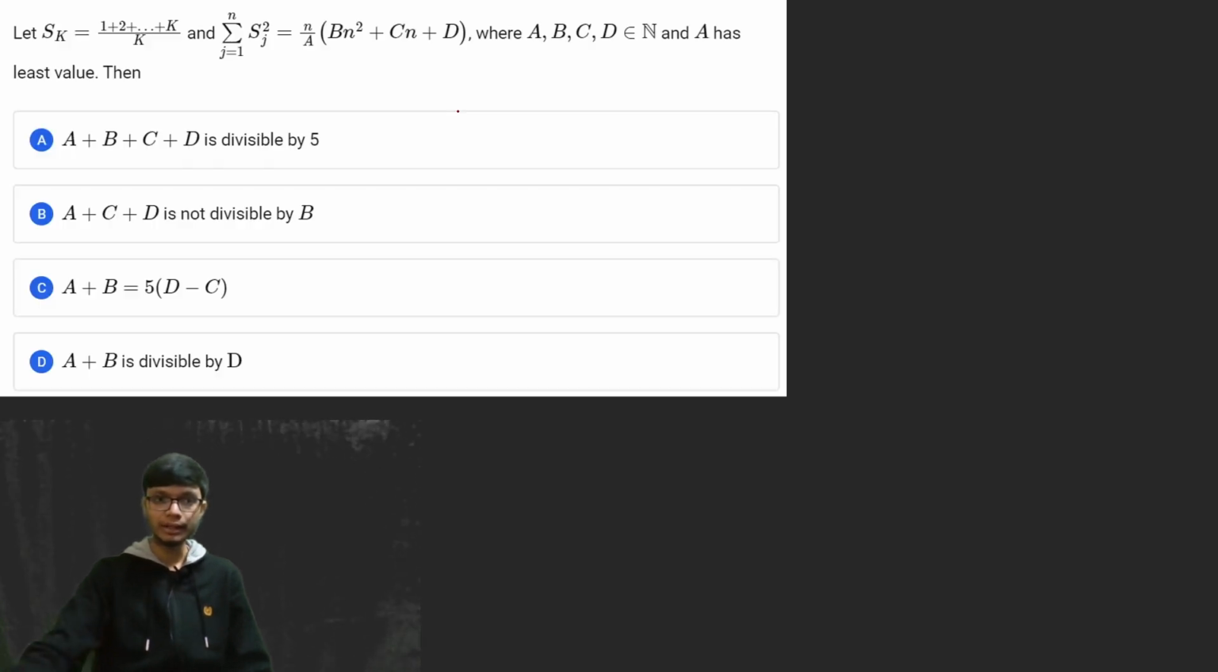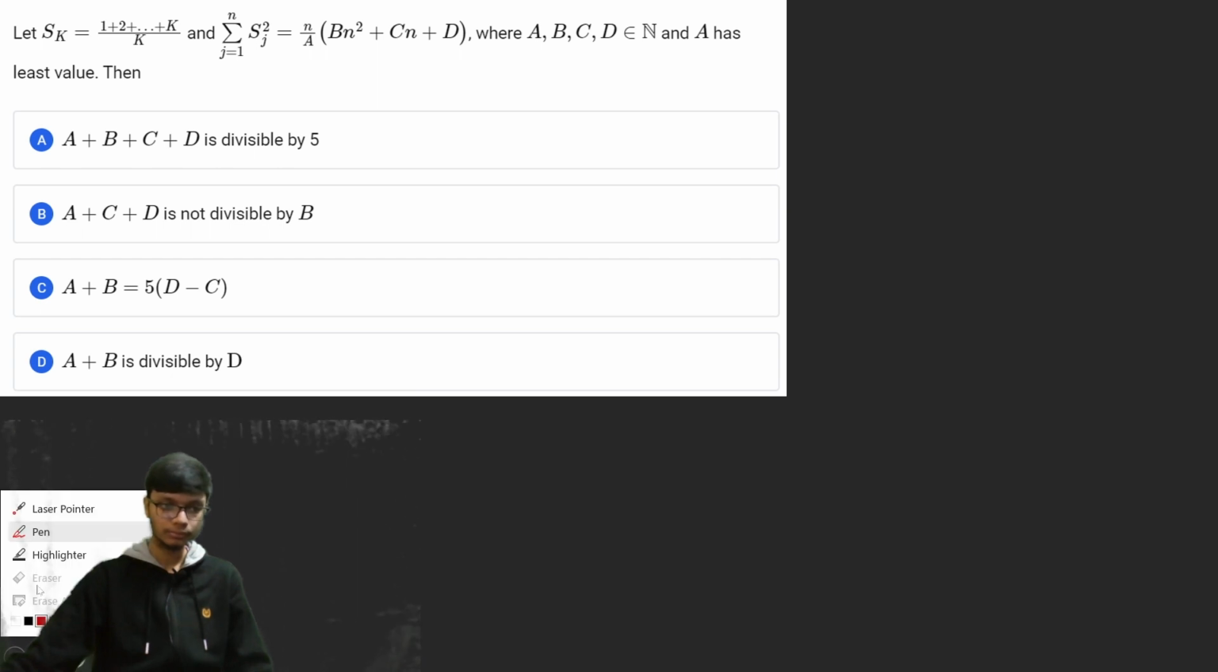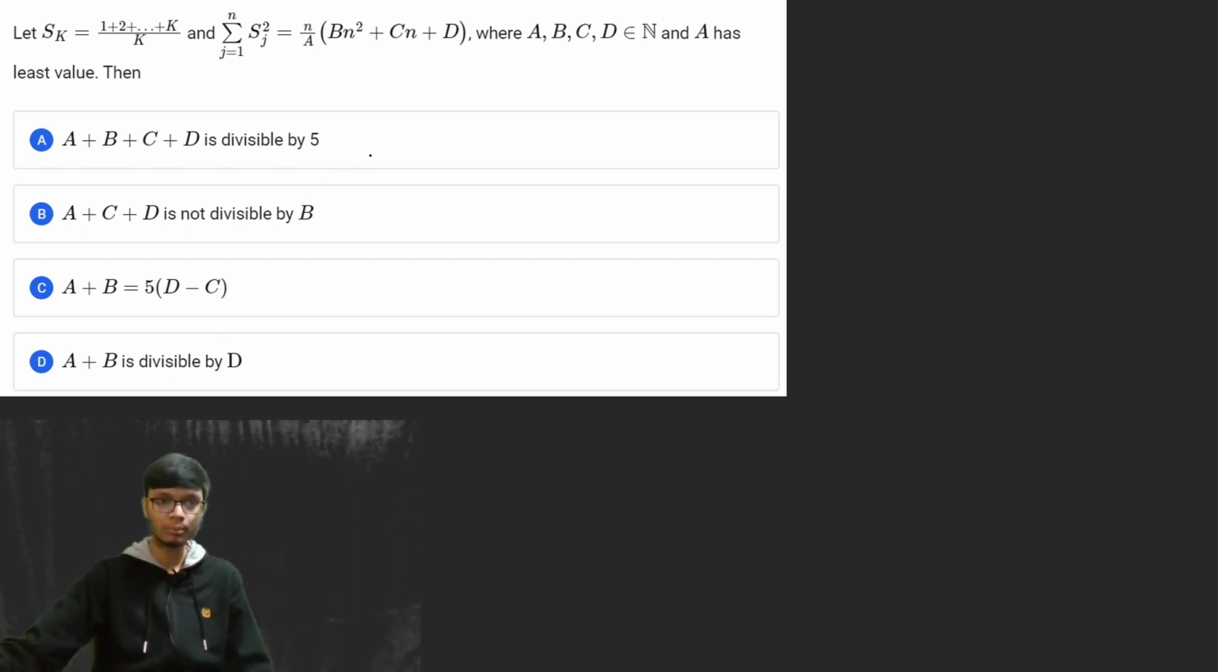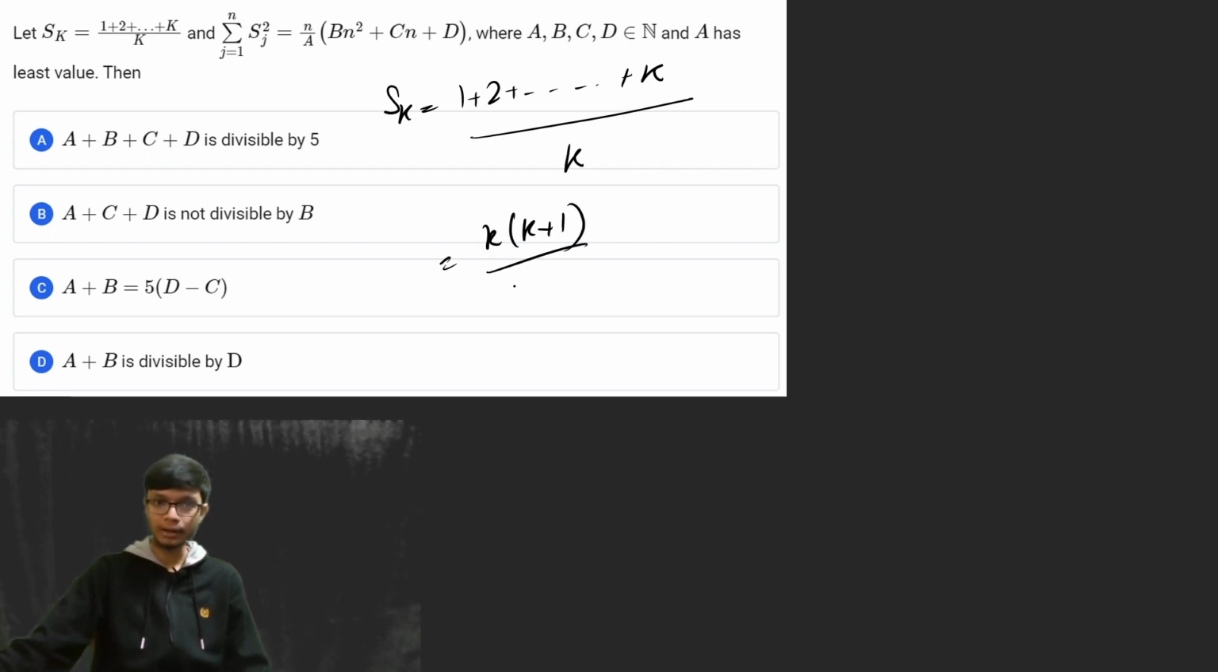So with this, let us move to the next problem, and the next problem is again an important problem. Let me explain this problem to you. It is saying that there is a sequence S_k, which is 1 plus 2 plus up to the kth term and the whole divided by k. If you calculate this result, you will find it as k into k plus 1 whole divided by 2k. That means S_k is equal to (k plus 1) by 2.